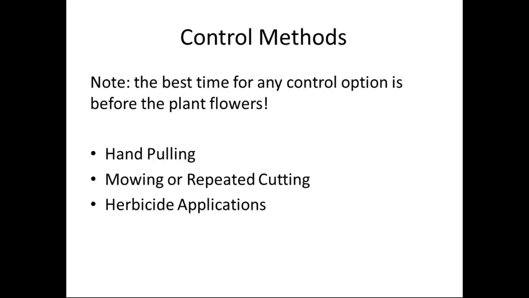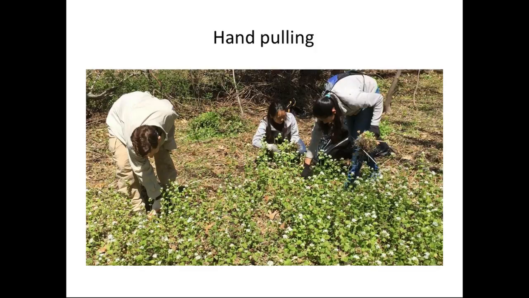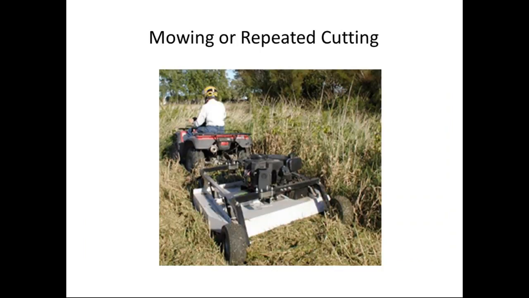Now, for control methods here, I just want to say that here's hand pulling of garlic mustard at Newton Conservators in Newton, Massachusetts. And these are all a bunch of high school volunteers. Here's mowing or repeated cutting. And again, a good example of repeated cutting is with Japanese knotweed. You want to have the cut cycle be once every 28 to 35 days. So I say about once a month.